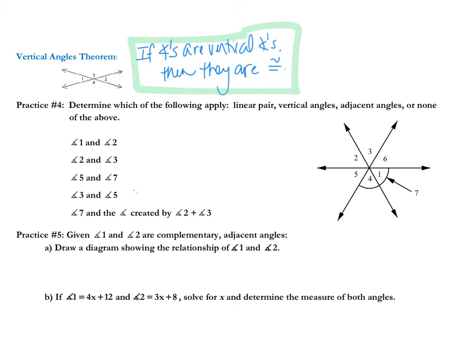So let's start with angle 1 and angle 2. So here's angle 1, created with those two lines. Notice that angle 2 is created with the exact same lines. So if angles are created by the same exact lines, we have vertical angles. Okay? Angles 2 and 3. So here's 2, here's 3. Those are right next to each other. So these are adjacent angles.